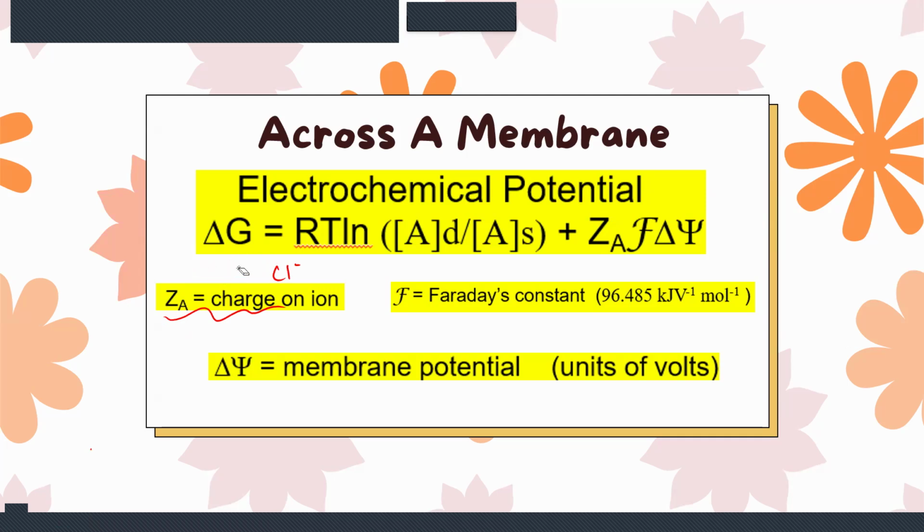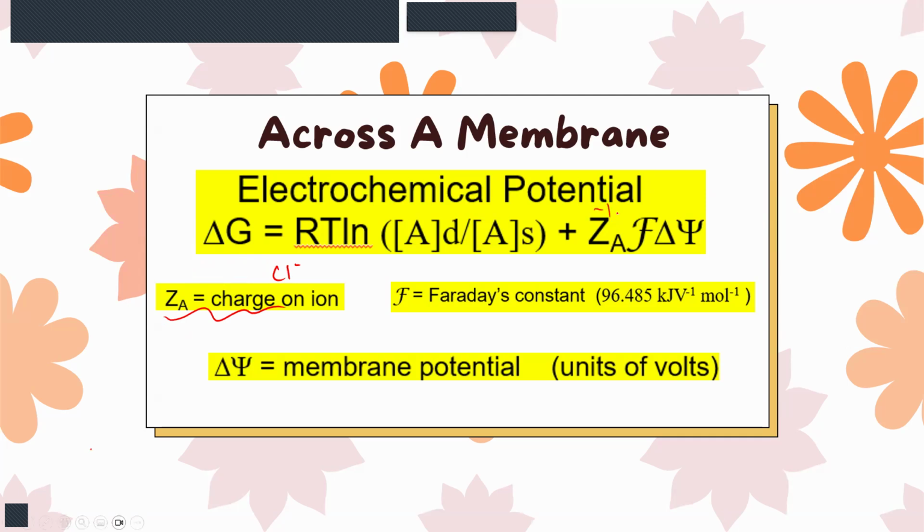If you are moving a chloride anion, your charge is -1. So you do take into account the magnitude of that charge. Now, our delta psi is something that is unique for basically every single ion. Whether it is a potassium ion or a sodium ion, you're going to have different values for those different ions.